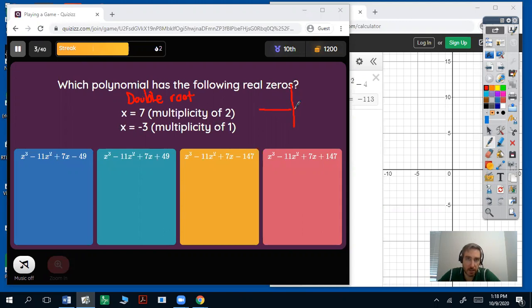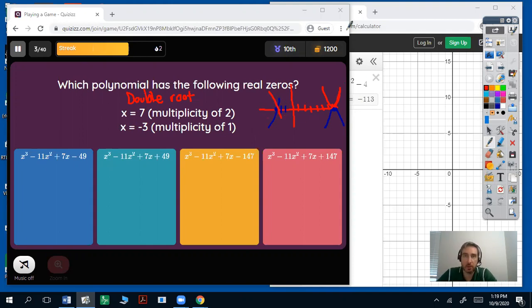Like at 7, whether it opens up or down, it's going to hit 7 right there, kind of hit it and then turn back around, or it could look the other way, so it might be like this. Either way, it's going to hit 7 and turn back around. And then with -3 multiplicity of 1, it's going to just hit -3 and go through it, either that way or it'll go through it this way too. So you could see either one of those.